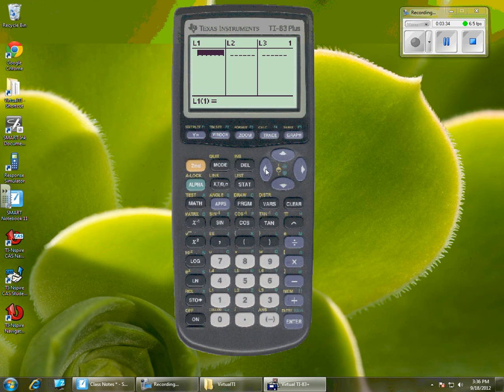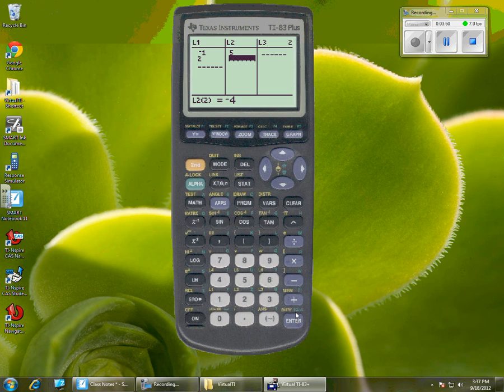Into my first column, I'm going to put my x's. So I'm going to type in -1, hit enter, and then my other x is 2, and I'm going to hit enter. I'm going to arrow over to column 2. -1 was paired up with 5, and 2 was paired up with -4. I hit enter, so I have 2 points. So your first step is to get the data in there.